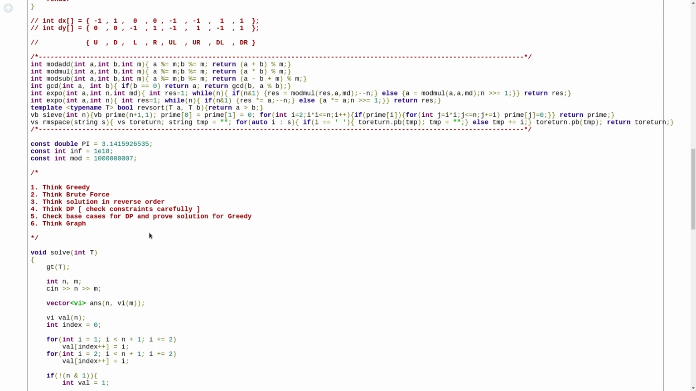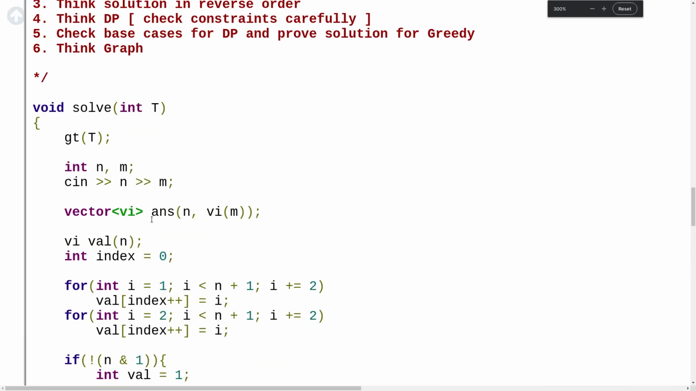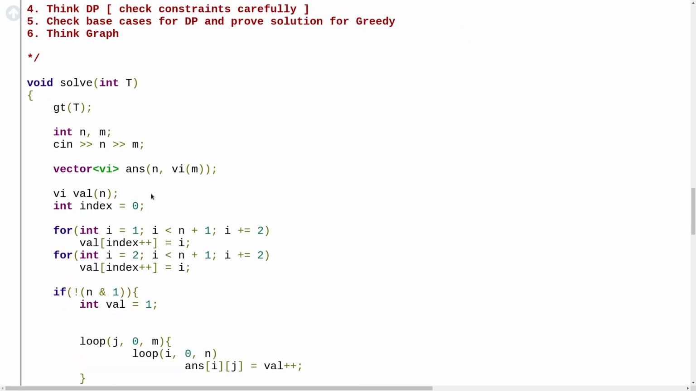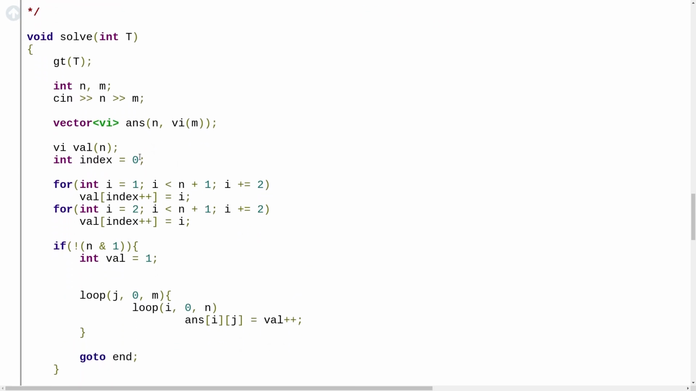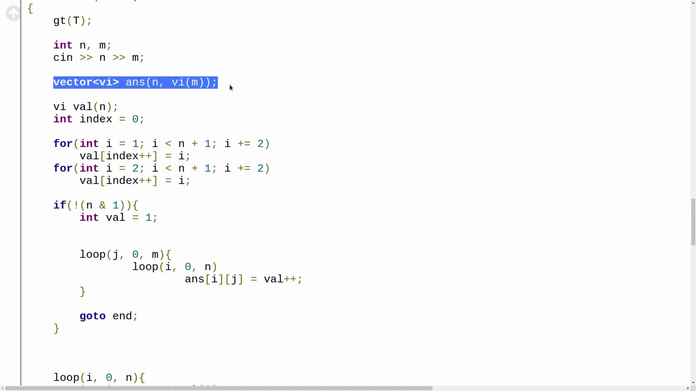You will see that this problem was also not very difficult, but like observation. That's it for today's all three problems. So you see I've created a vector of answer n cross m, and I've created a value vector. I'll show you how it is useful.